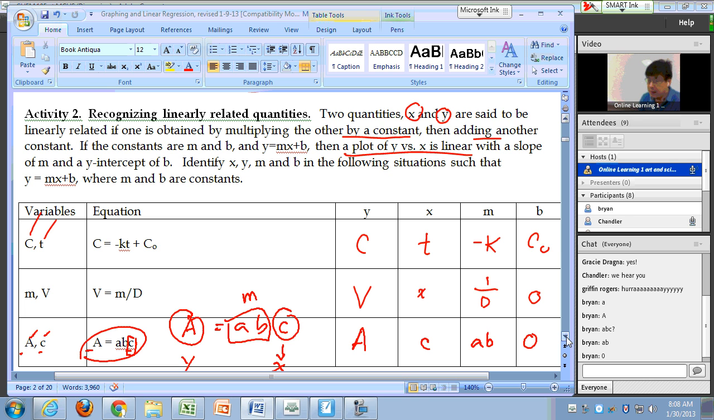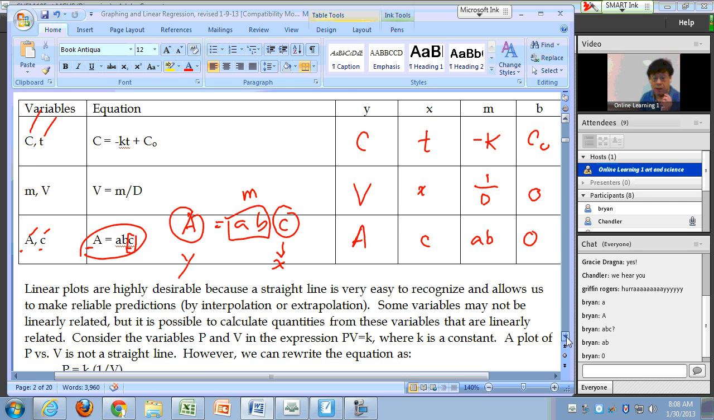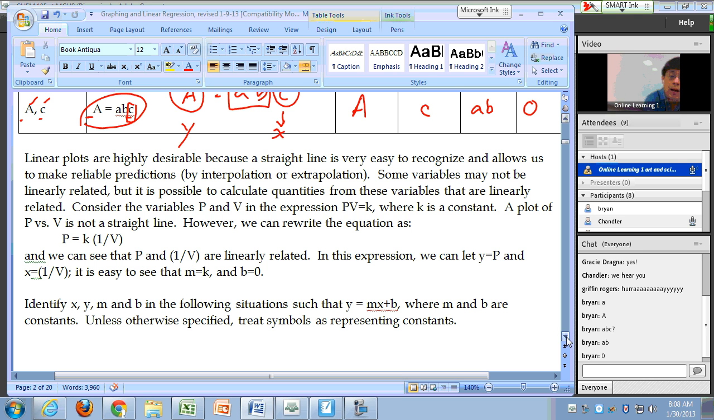Okay? So you need to be able to recognize these types of equations. Anytime you can recognize an equation that's linear, that's when you have one quantity equal to another quantity multiplied by a constant plus another constant. The equation you get is a straight line, and if you make a plot of those two things, you'll get a straight line. Now, why are we interested in straight lines? They're highly desirable because if you have a straight line, it's very easy to recognize. It's easy to recognize a straight line equation.